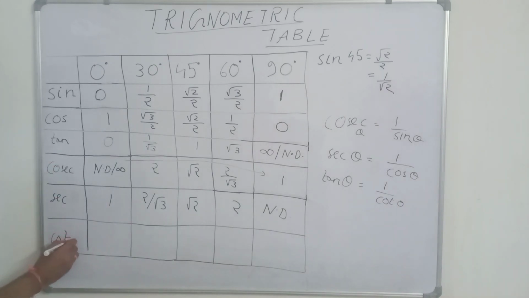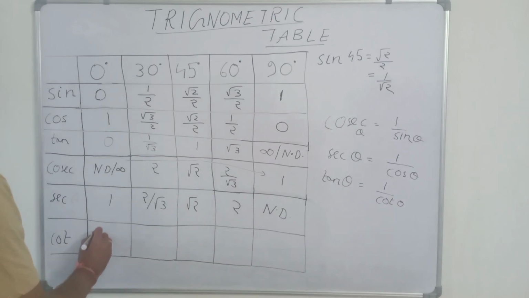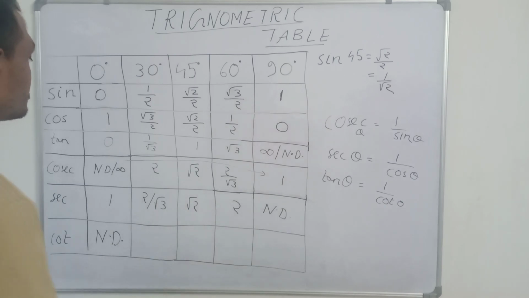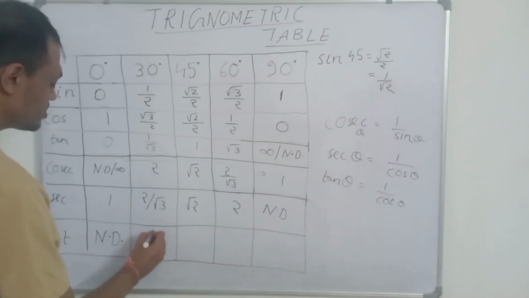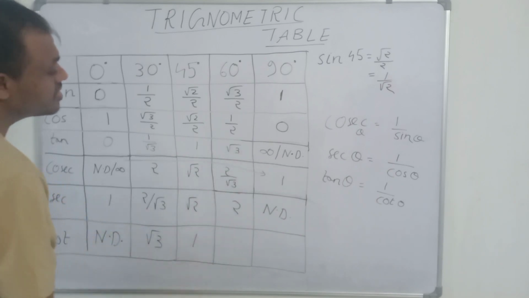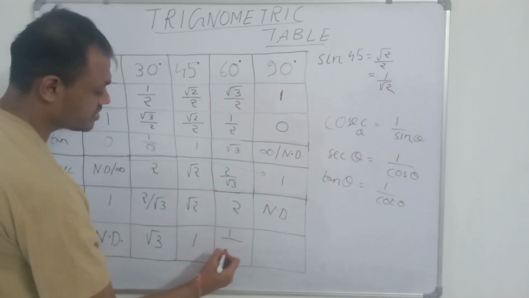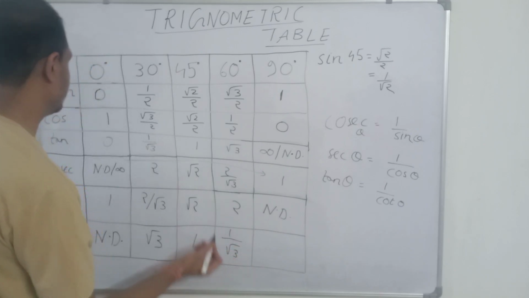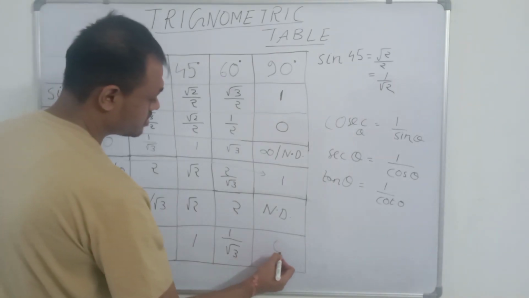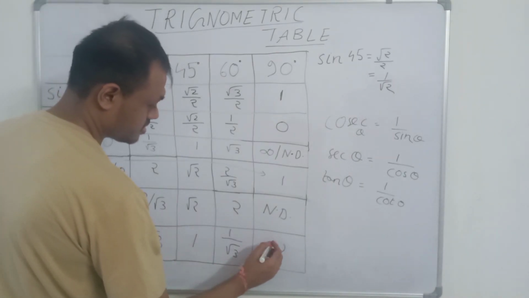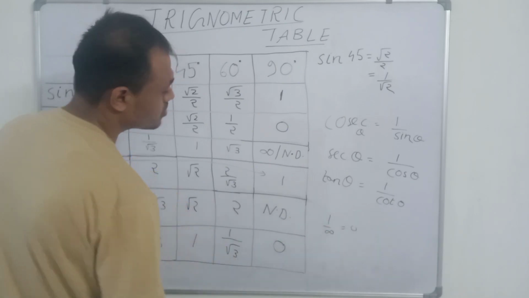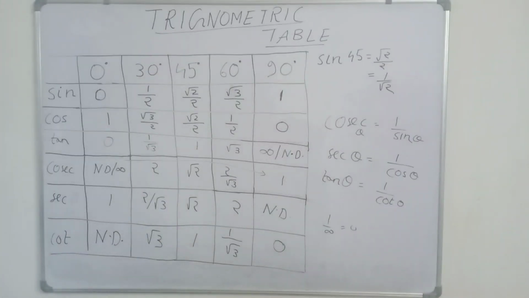Now cot is 1 upon tan. So 1 upon 0 is not defined. 1 upon 1 upon root 3 is root 3. 1 upon 1 is 1. 1 upon root 3 is 1 upon root 3. And 1 upon infinity is 0. So cot 90 is 0.